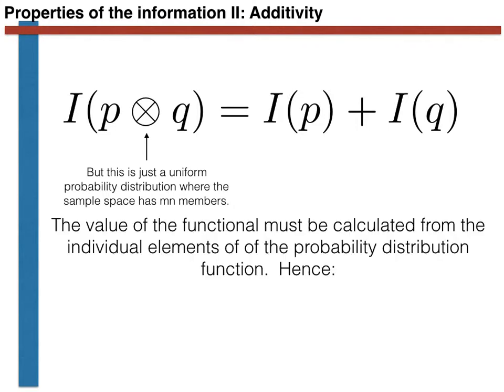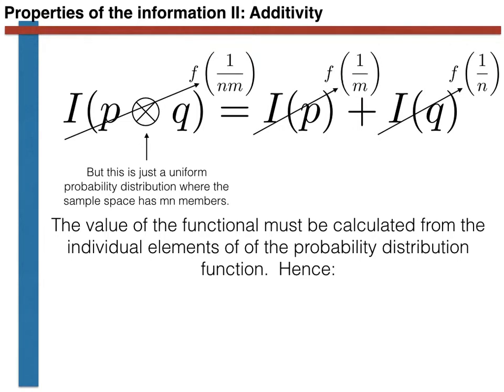In addition, we know from the first property of the information that the value of the information is a function of the elements of the probability distribution function. All the probability distributions here are uniform, however, and thus all the elements of the probability function are equal to 1 over the number of elements in the sample space. We must therefore have that the information for the joint probability distribution function is a function of 1 over n times m, the information for P is a function of 1 over n, and the information for Q is a function of 1 over n.